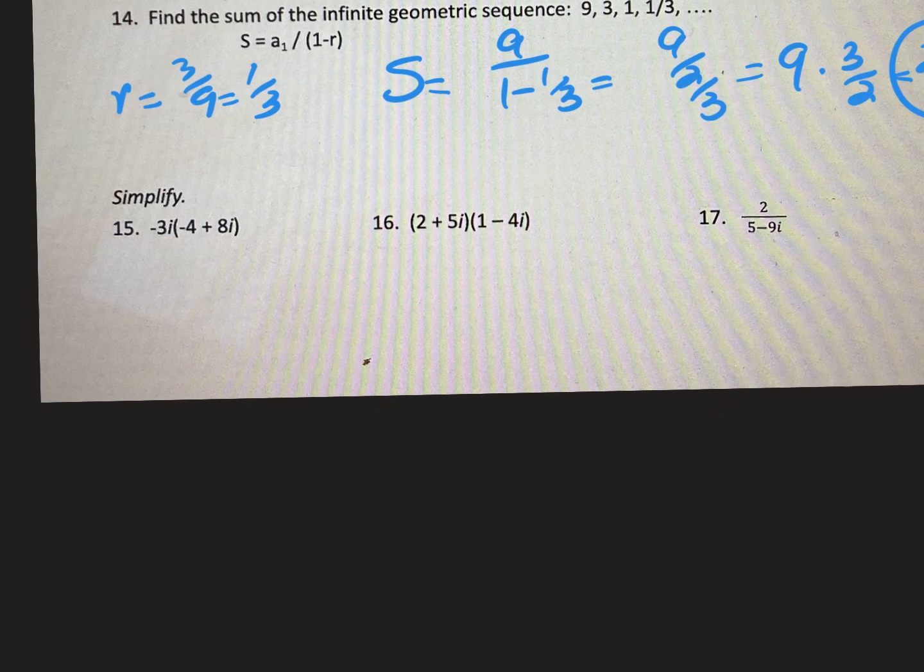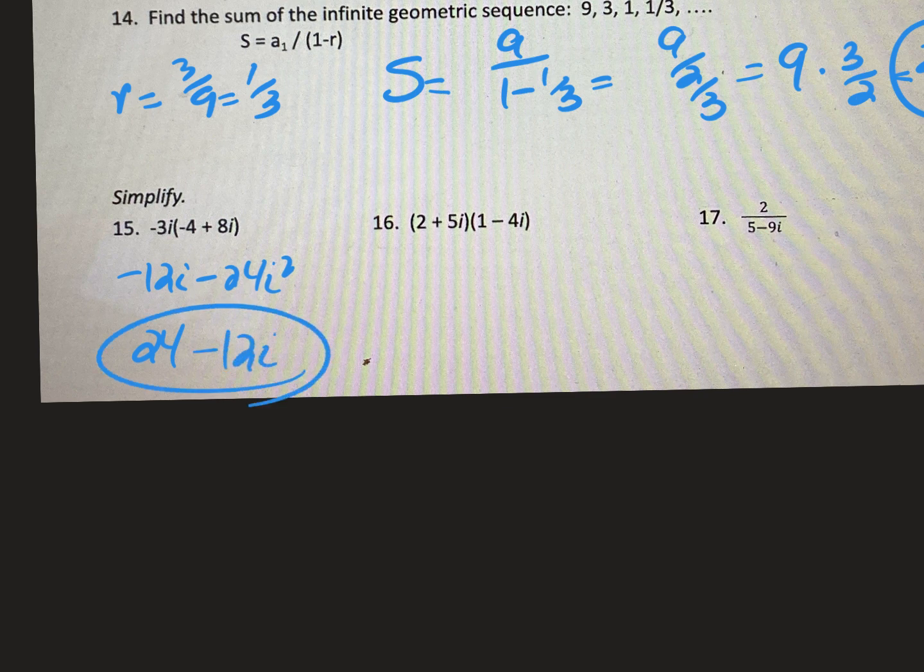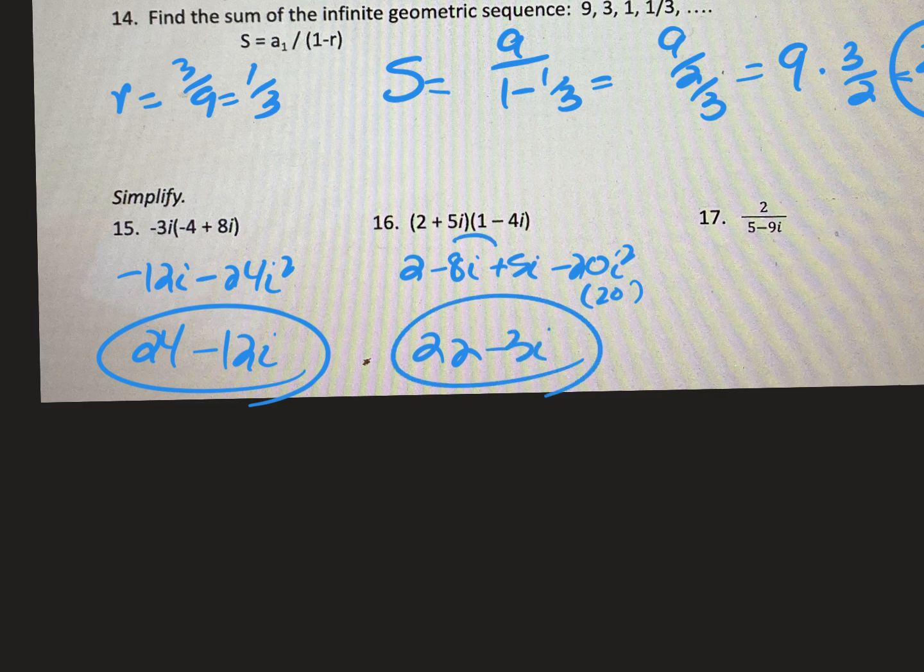And 3 more, all imaginary stuff here. 15, I'm going to just distribute. I get negative 12i minus 24i squared. Remember that i squared makes that really positive 24 because it's really negative 24 times negative 1, which gives me 24 minus 12i. 16 is FOIL, so I'm going to go first, outer, inner, last, and I have to do the same thing. That i squared really makes that a plus 20 right there. 20 plus the 2 in the front is 22. And I have a negative 8i plus 5i, which is negative 3i, and there's that one.